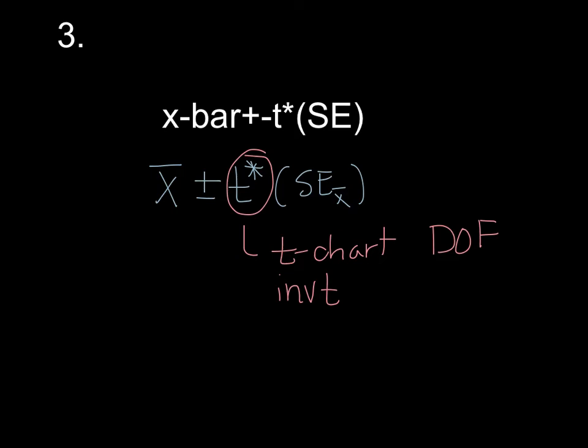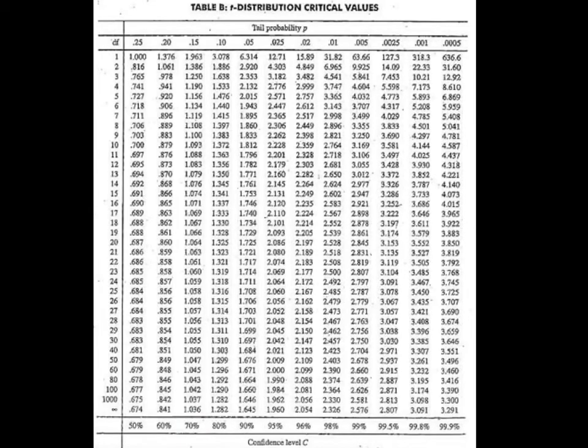So we always look at t star at n minus 1 degrees of freedom. So we look at the sample size minus 1 in the t star chart to get our t star value. So the next thing we're going to look at is what a t chart looks like. All right, here's a t chart.